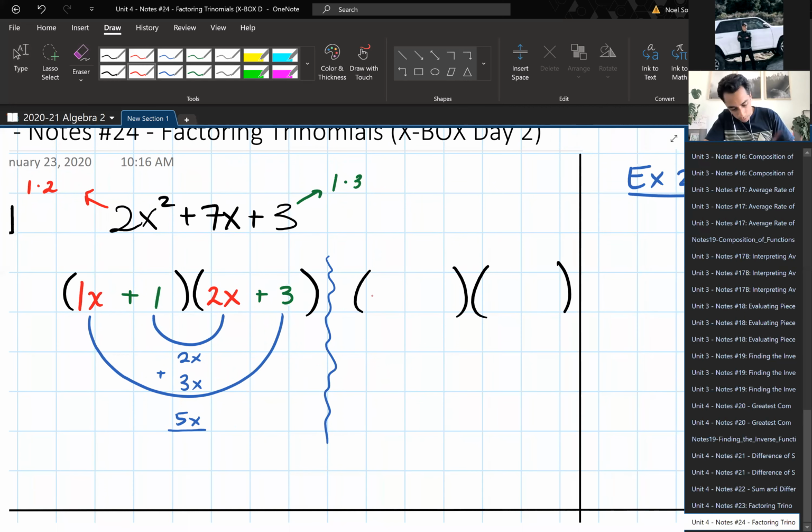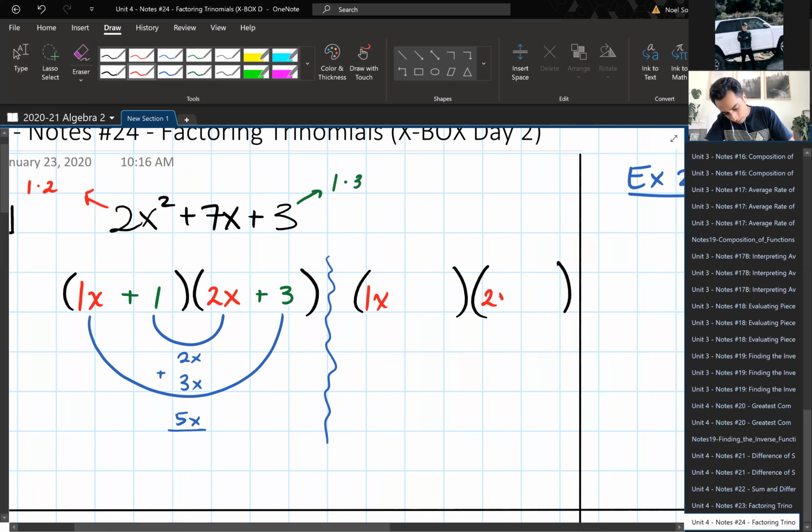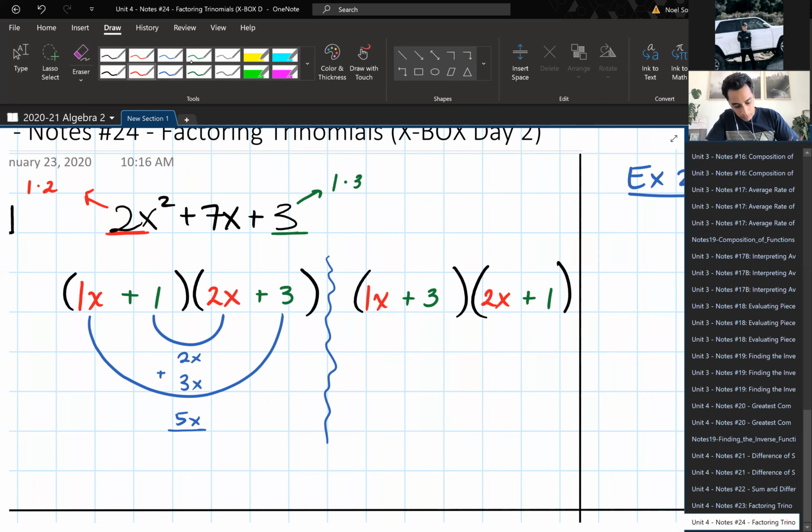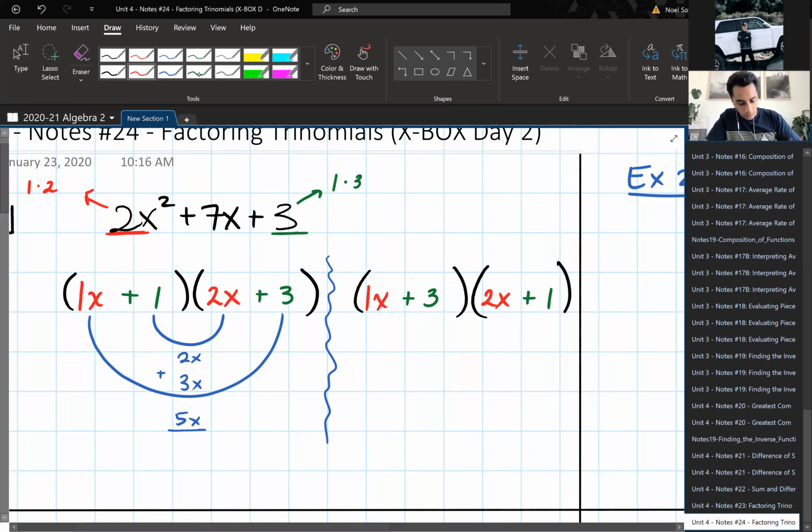I'm still going to use 1x times 2x, but this time I'm going to use 1x, and then in the first factor, I'm going to use plus 3, and in the second factor, I'm going to use plus 1. So you see my factors are still 3 and 1 to get 3. My factors are still 1 and 2 to get 2. But the arrangement was different because the goal is that we get 7x as the middle term.